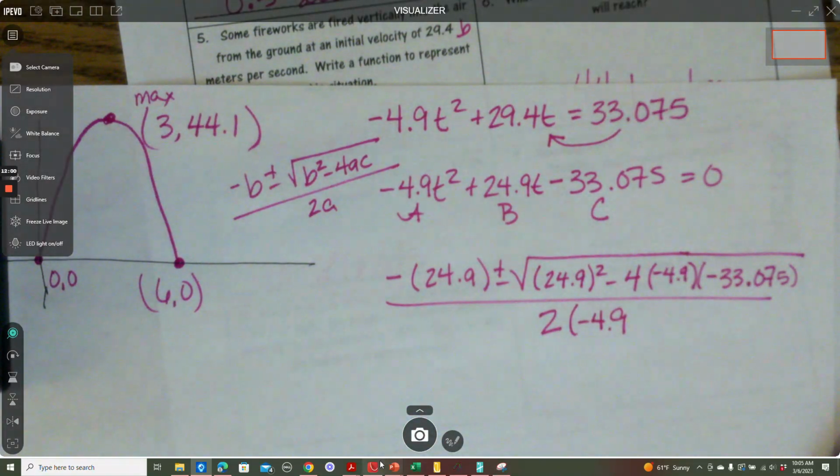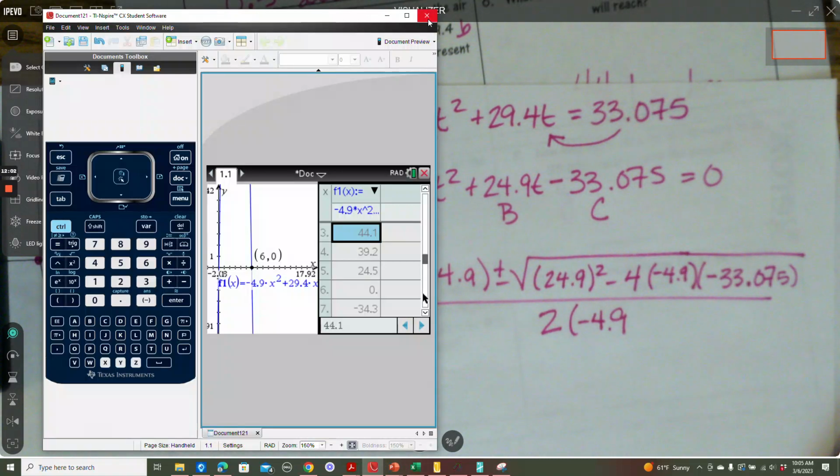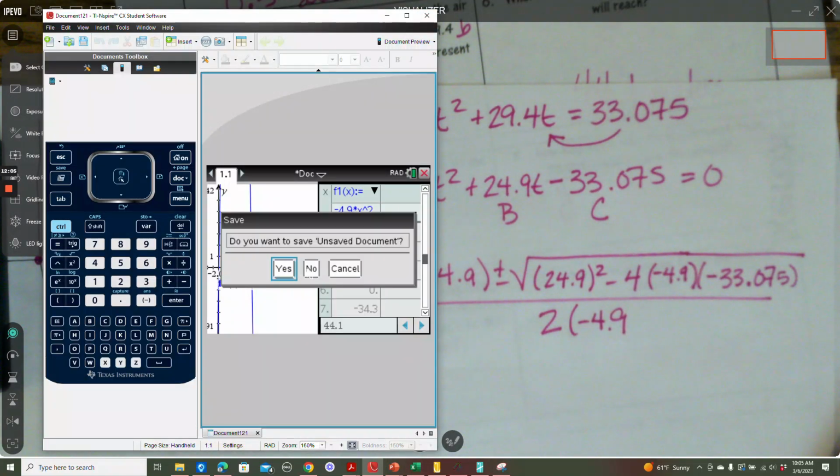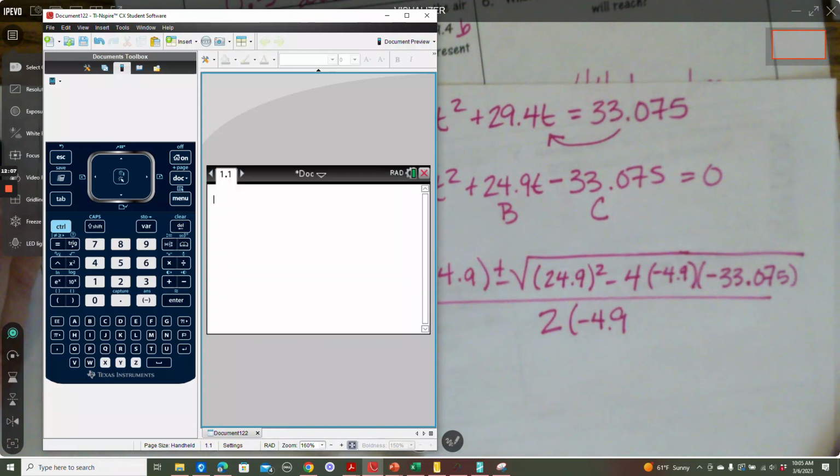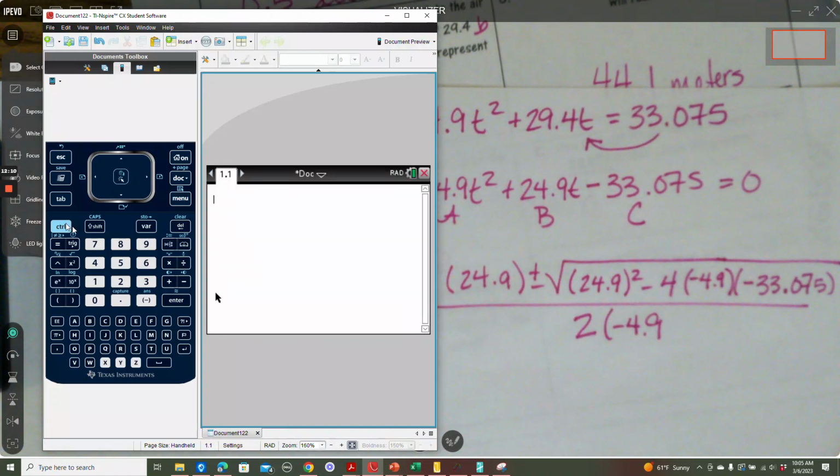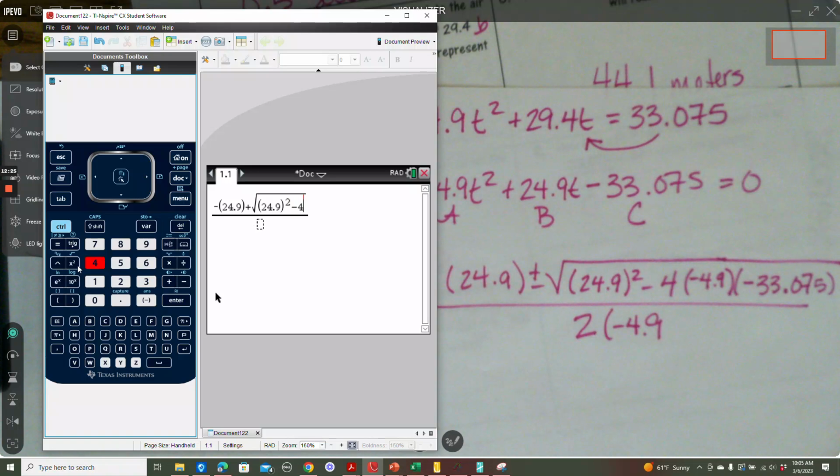Okay, so remember with the quadratic formula, you've got to type it in twice. So on the calculator side, put a fraction in, and I'm going to type it in just like that. So negative 29.4. Do a plus sign. When you do it the second time, change it to subtraction. 29.4 squared. Minus 4 times negative 4.9.